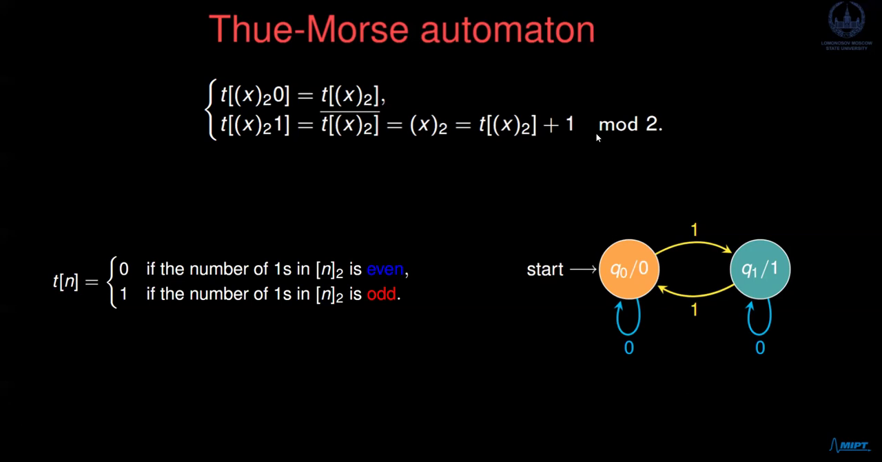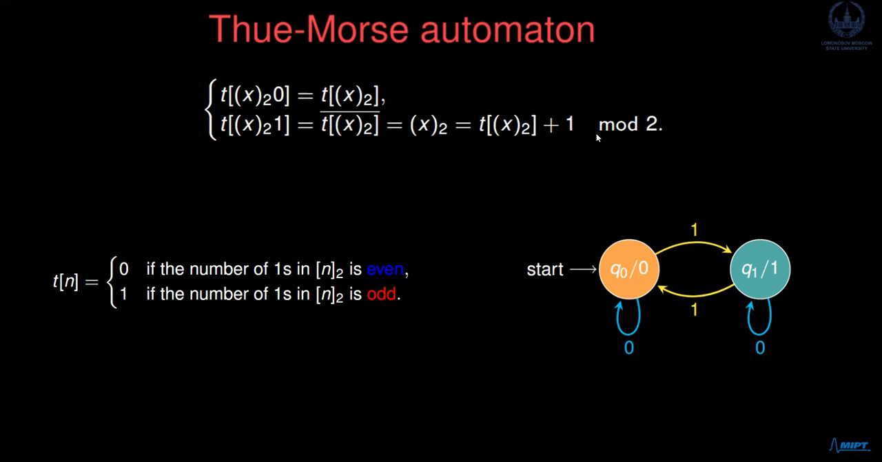Actually, we need to only work with 0 and 1 because we are working in the binary alphabet. This means that if you append a 0 to the binary representation of x, the value remains the same as for x. If you append a 1, the value becomes the complement, t of x plus 1 mod 2. We have one definition of t_n.